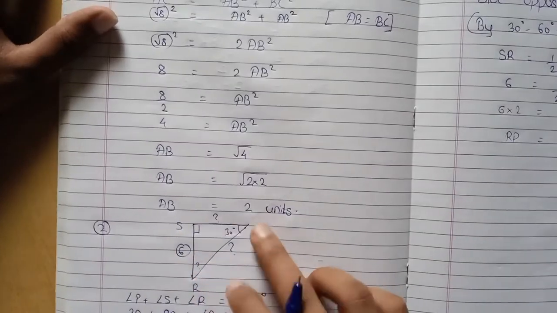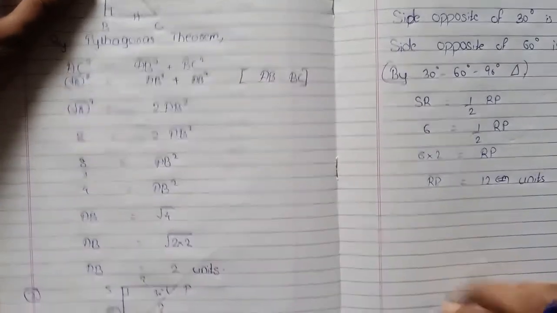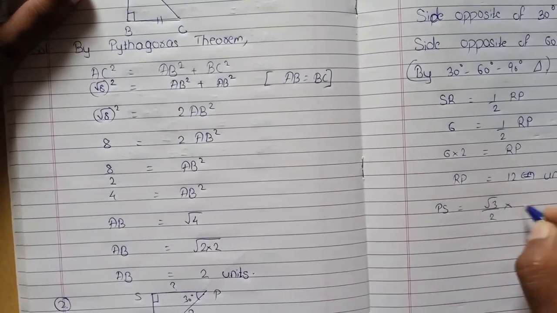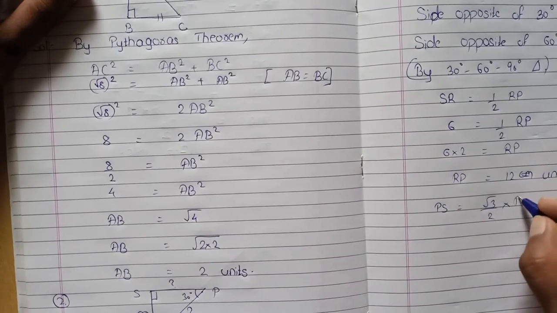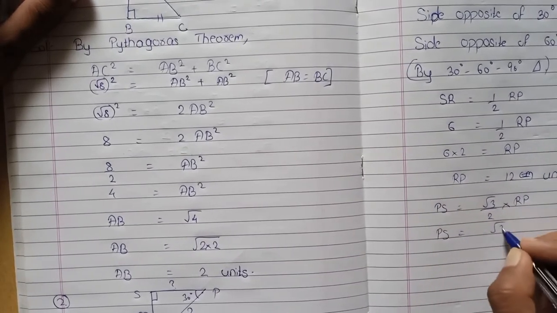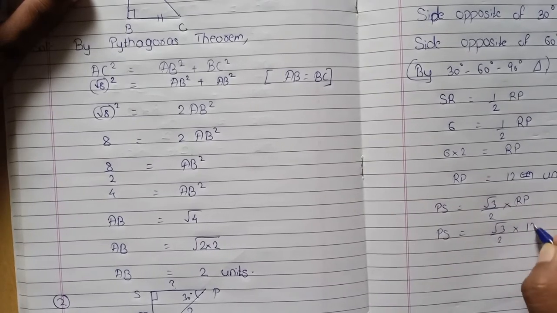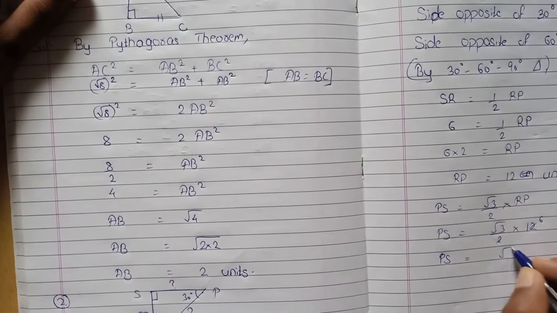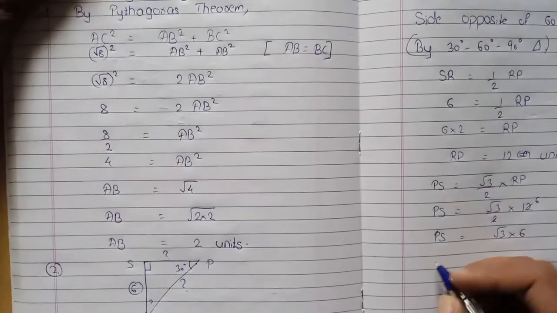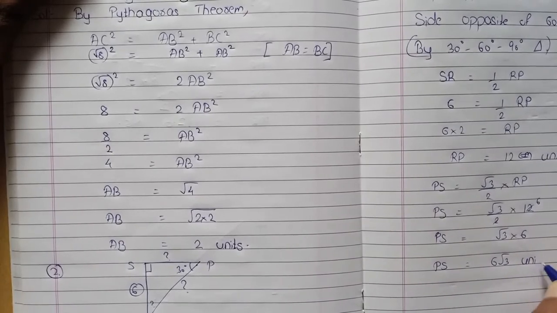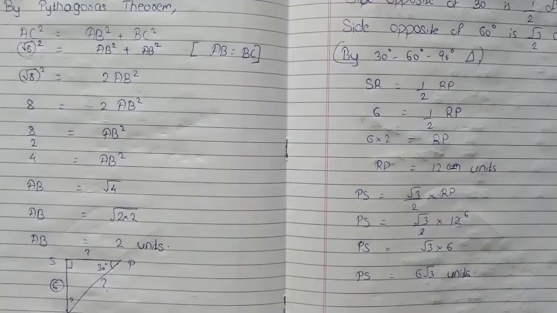Now we need to find PS. PS is the side opposite to 60 degree. We know that PS will be root 3 by 2 times the hypotenuse. My hypotenuse is RP, and now we have the value of RP. PS will be root 3 by 2 times 12. 2 sixes are 12, so PS is equal to 6 root 3. No units mentioned, so units. Let's look at one more sum.